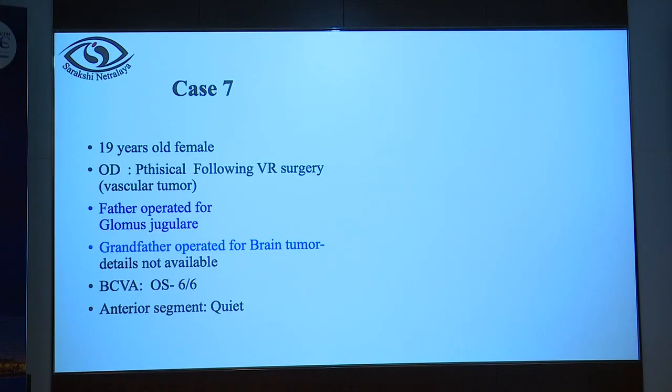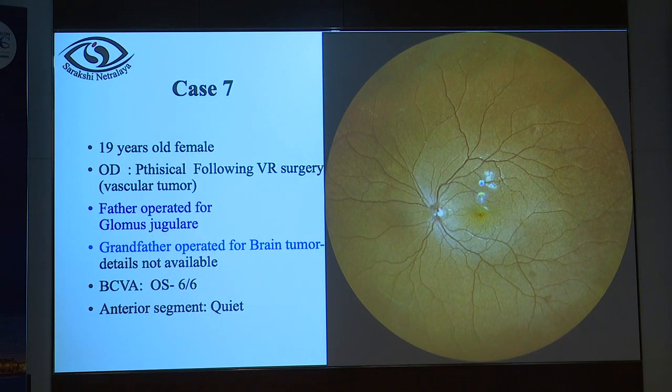Case number 7. A young girl came to me with a cyst in her right eye. She came to us because her father was operated on for glomus jugulare, and the grandfather had some history of brain tumor. This was the picture. Can you see certain small vascular lesions?